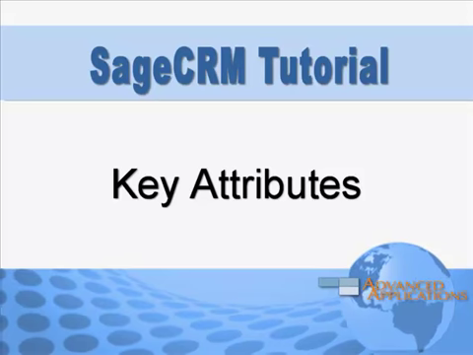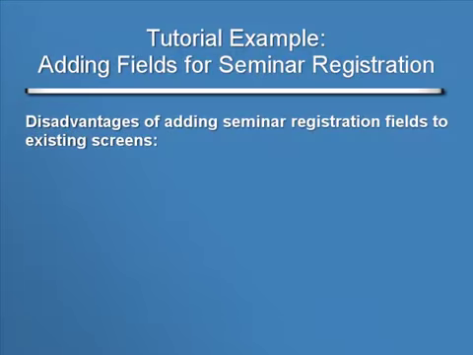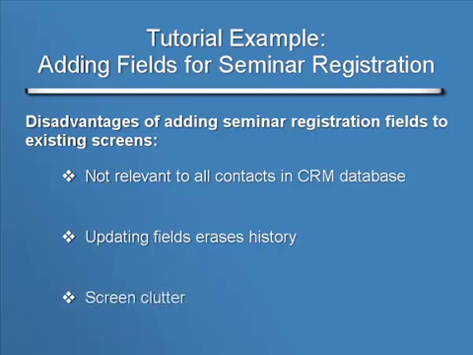You could add new permanent fields for this information to your existing screens in Sage CRM, but the fields would not be relevant to those contacts not invited to your seminars, and if the fields were updated for each subsequent event, you would lose your historical attendance information. Also, adding fields in this manner would eventually clutter up your screens.